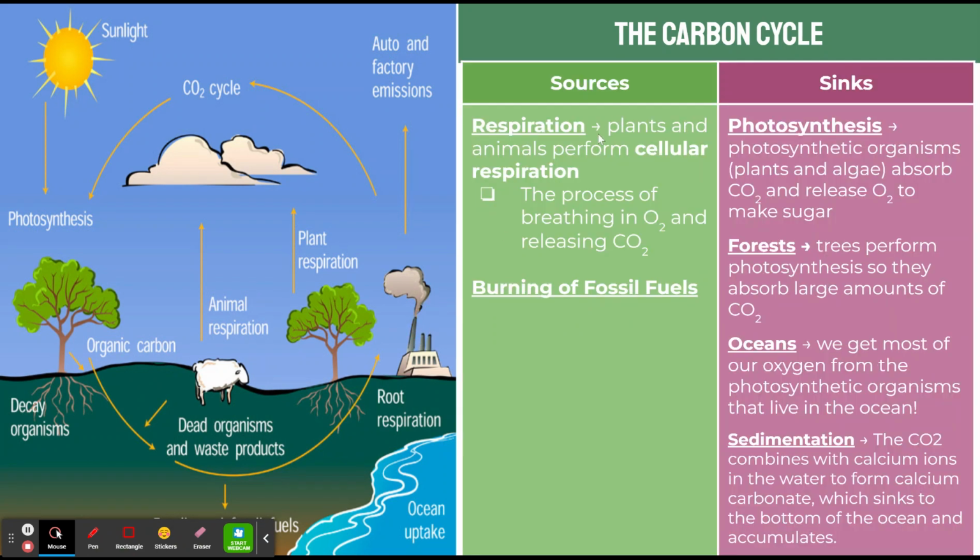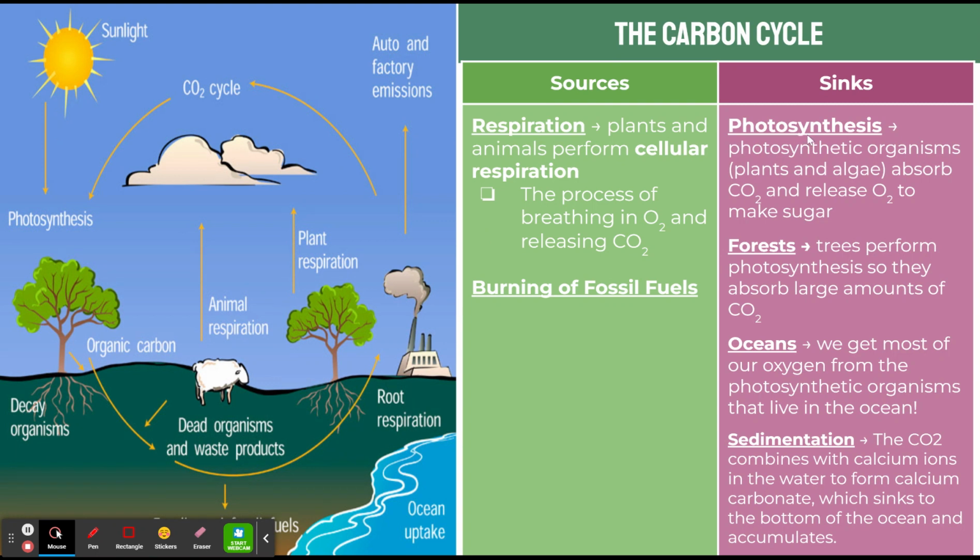So some sources of the carbon cycle, besides the burning of fossil fuels, naturally occurring sources are going to be respiration. You should know by now that animals perform cellular respiration where they're breathing in oxygen and breathing out carbon dioxide. So that's a natural source of carbon dioxide in our atmosphere. Sinks are going to be anything that take away carbon dioxide from the atmosphere. So if you look at the arrows, it's going to be arrows going away from the atmosphere.